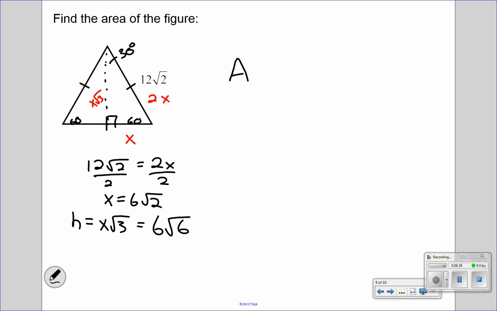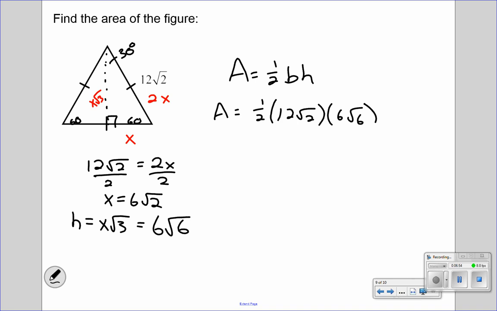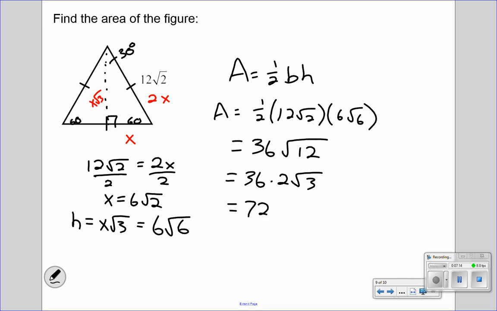To find the area of a triangle, we do 1/2 base times height. So the area equals 1/2. Our base, we know, is 12 times the square root of 2, and our height is 6 square roots of 6. So we can multiply all of our terms that aren't under the radical. 1/2 times 12 is 6, times 6 is 36. And we can multiply all our terms that are under the radical. 2 times 6 is 12. The square root of 12 simplifies to 2 square roots of 3. So then we get 72 times the square root of 3, and that would be units squared because we don't know our units.